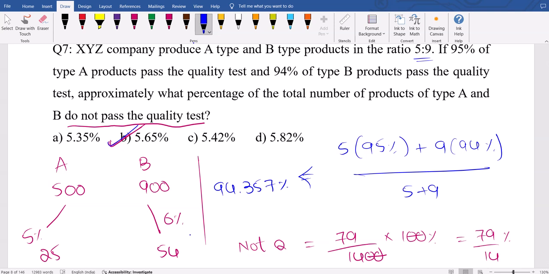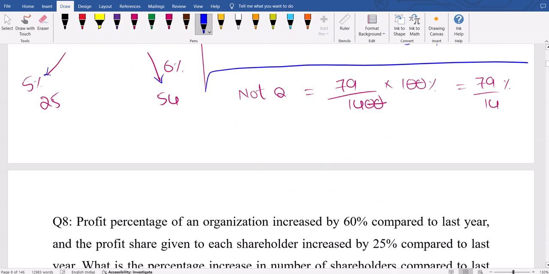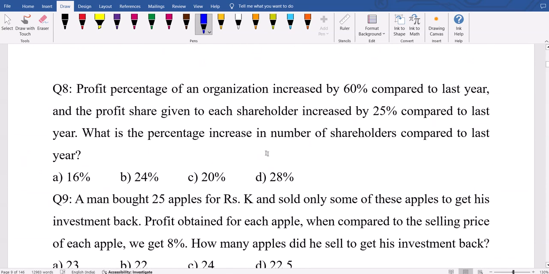This is another method. One method is the shortcut given directly here. The other method is like this. We are assuming A and B are like this. So why you taken 5 and 6? This is quality test passed. Not passed is what I'm considering. Okay. Percentages. Now next question, profit and loss.